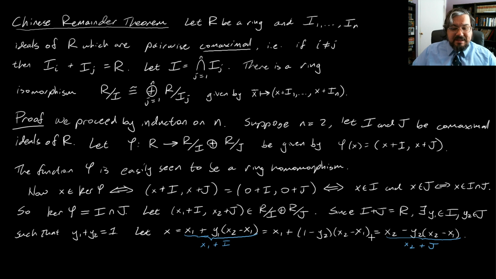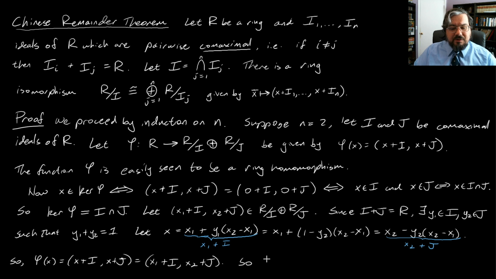So this tells us that if we take phi of x, this will be x plus I, comma, x plus J, but that's going to be exactly x plus I, x plus J, and by the arguments that we just had, this is the same as x1 plus I, x2 plus J. So this means phi is surjective.